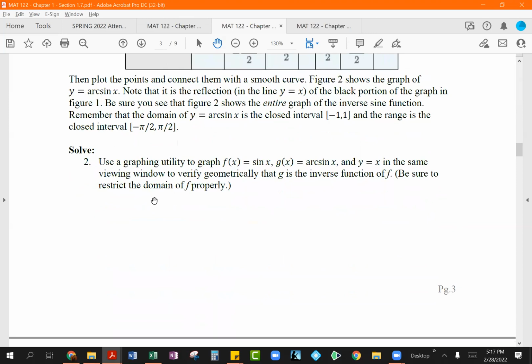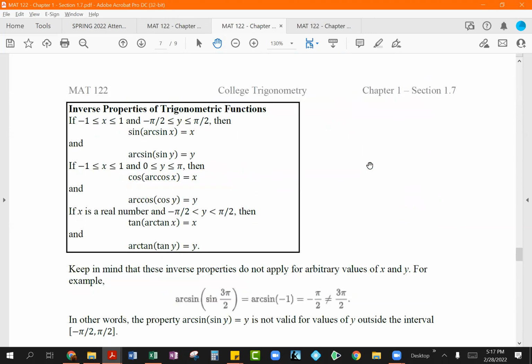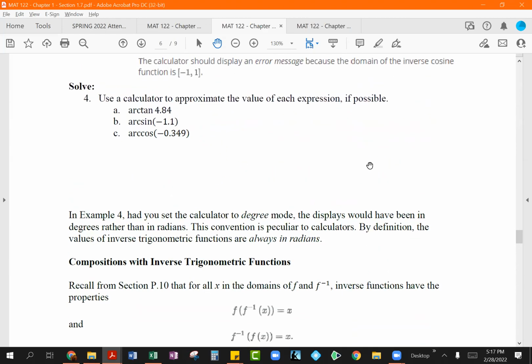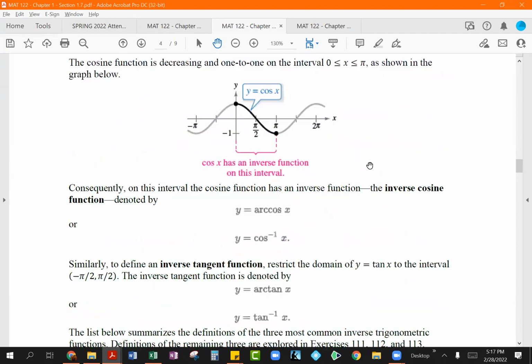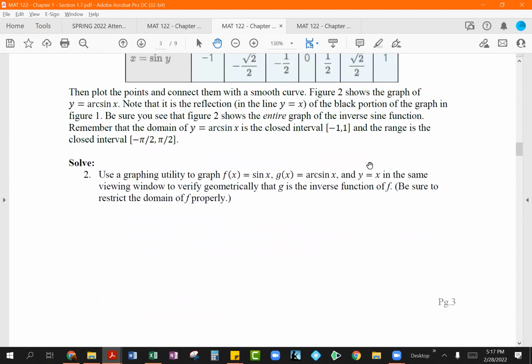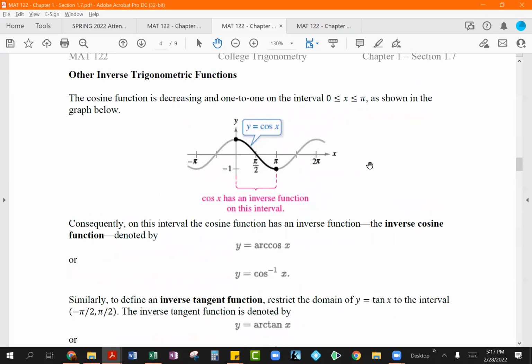Of course, this one here is talking about how you can use the graphing calculator to do a comparison between sine x and arcsine, and use the line of reflection y equals x. And I already showed you that, so how you can use that to do a comparison. What did I do? There we go. Okay, so that was your sine function.